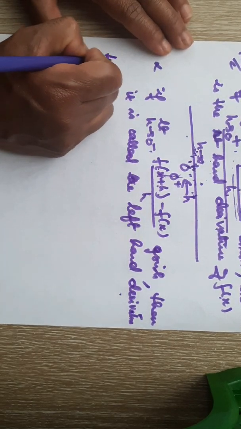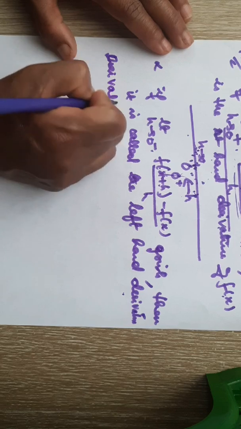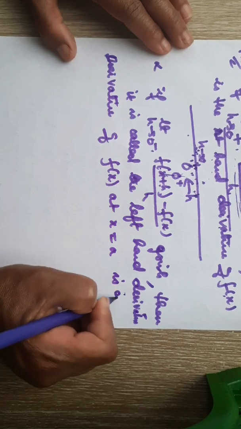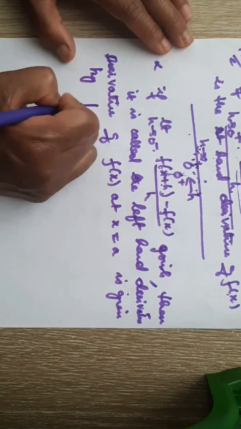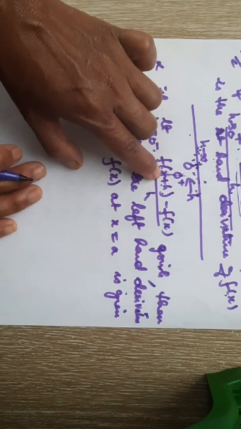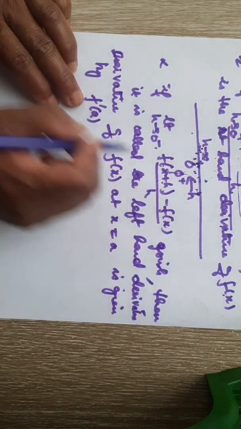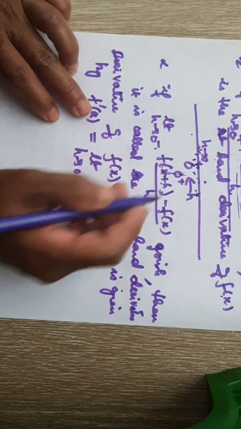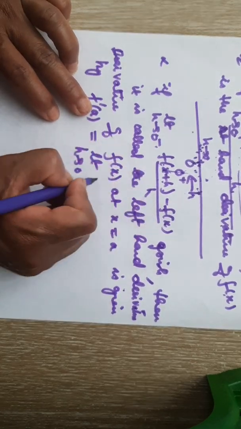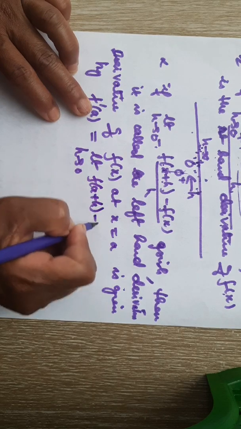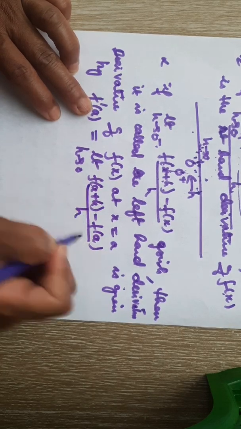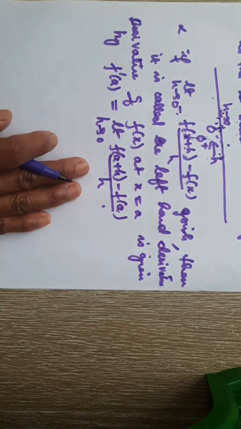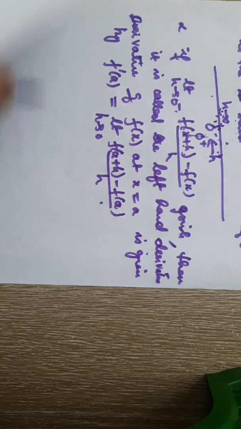Now the derivative of f(x), say at a point x is equal to a, is given by the formula f prime of a at a particular point. This is general, x can be any value, but at a particular point it will be given by limit. This formula will be the same, but you have to replace x by a. It will be f(a+h) minus f(a) divided by h. So let me solve one problem by using this definition, so that you'll be clear with this one.